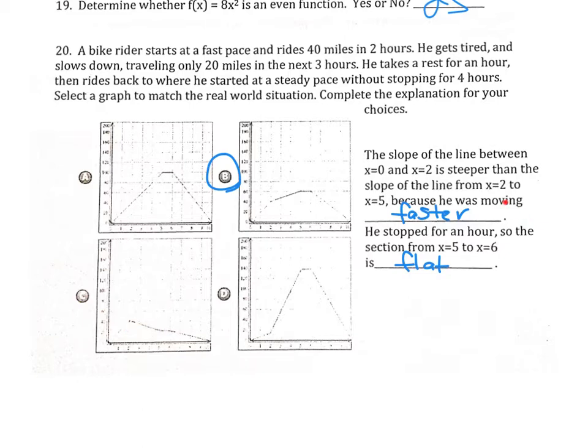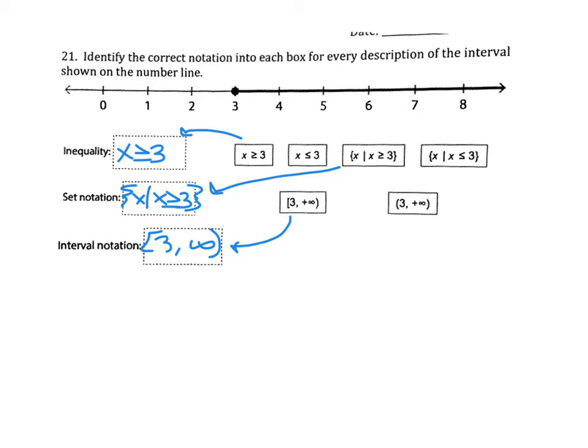Now, answer your questions here. The slope of the line between 0 and 2 is steeper than the slope of the line from 2 to 5 because he was moving faster. He stopped for an hour, so the section from 5 to 6 right here is actually just flat because he was stopped right there.